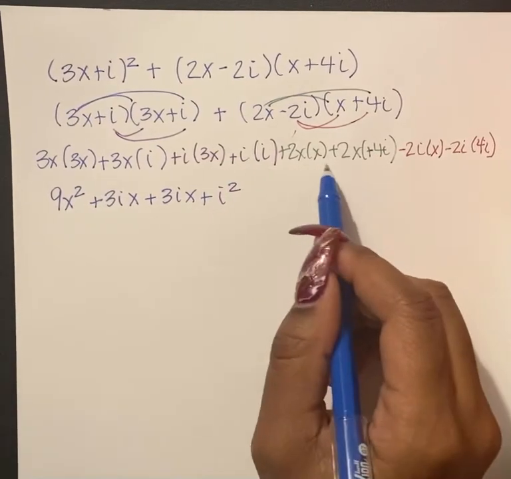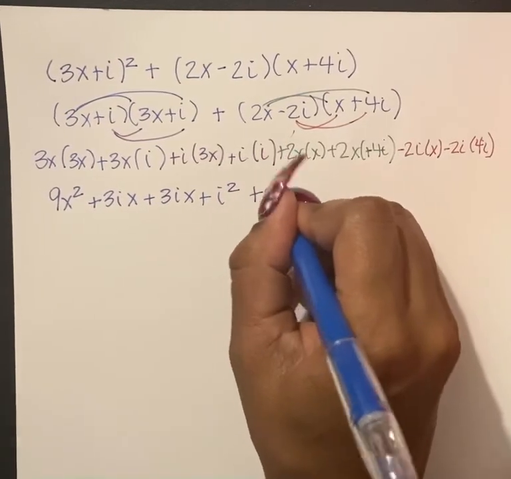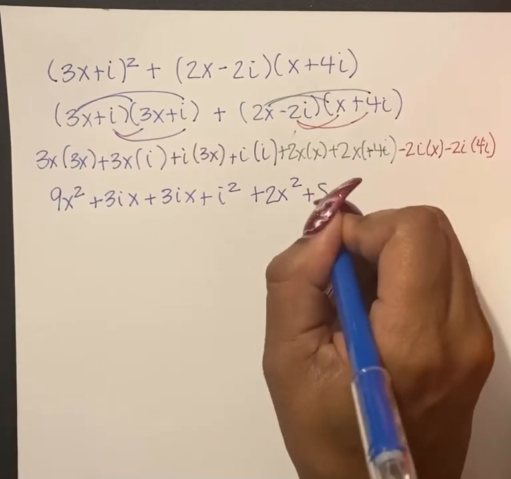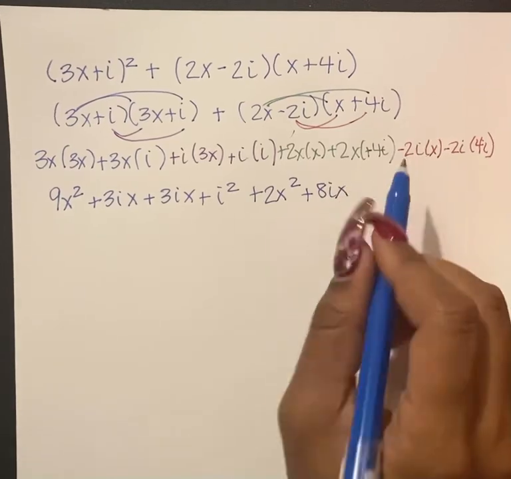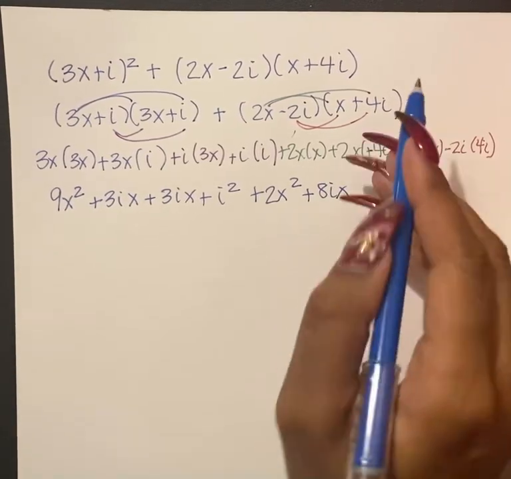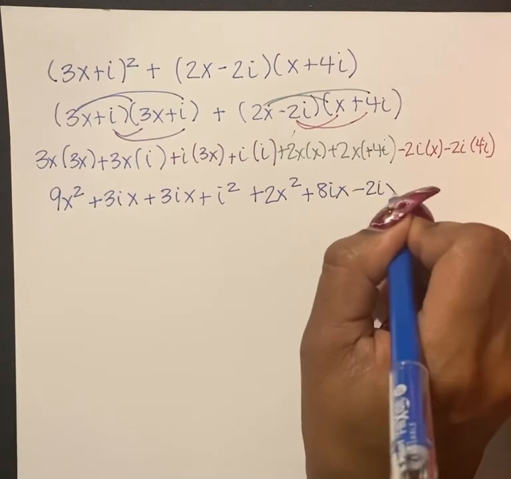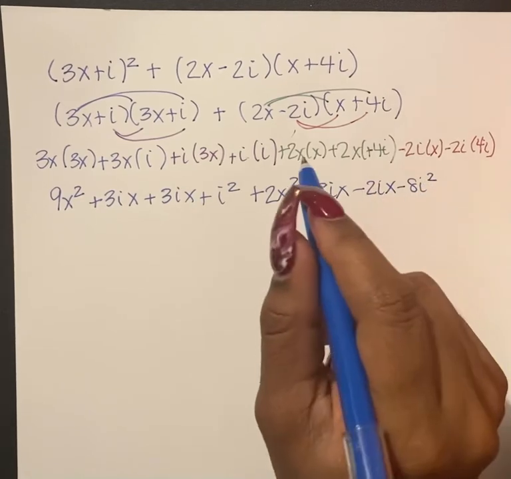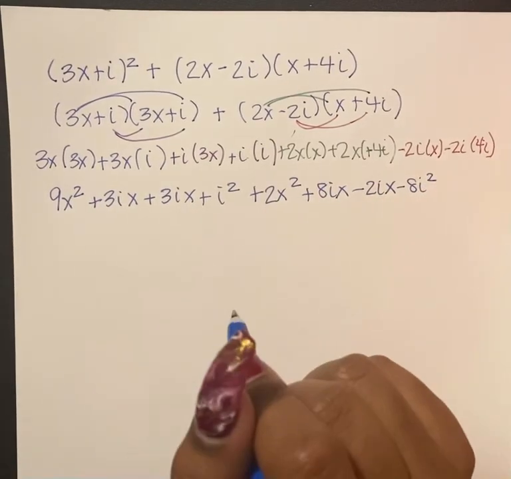All right, the 2x times x gives me a positive 2x squared, and the 2x times 4i gives me a positive 8ix. And then when I multiply this negative 2i times x, it gives me negative 2ix, and this gives me negative 8i squared. So a bunch of stuff happening here, okay?